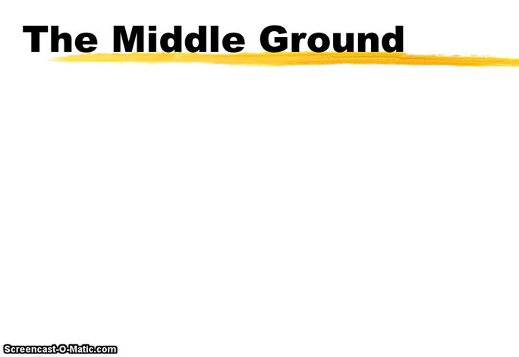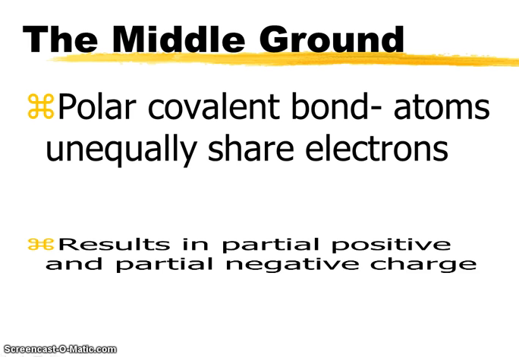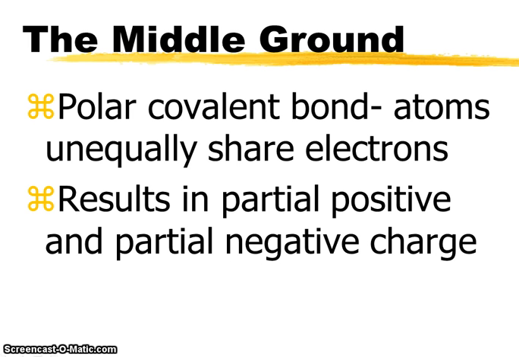But there's a middle ground, what we call polar covalent bonds. Polar covalent bonds are formed when two atoms share pairs of electrons between them, like in covalent bonding, except that there's an unequal sharing of electrons in polar covalent bonds. So this is going to result in a partial positive and a partial negative charge. And we've seen this before when we talked about our water molecules.